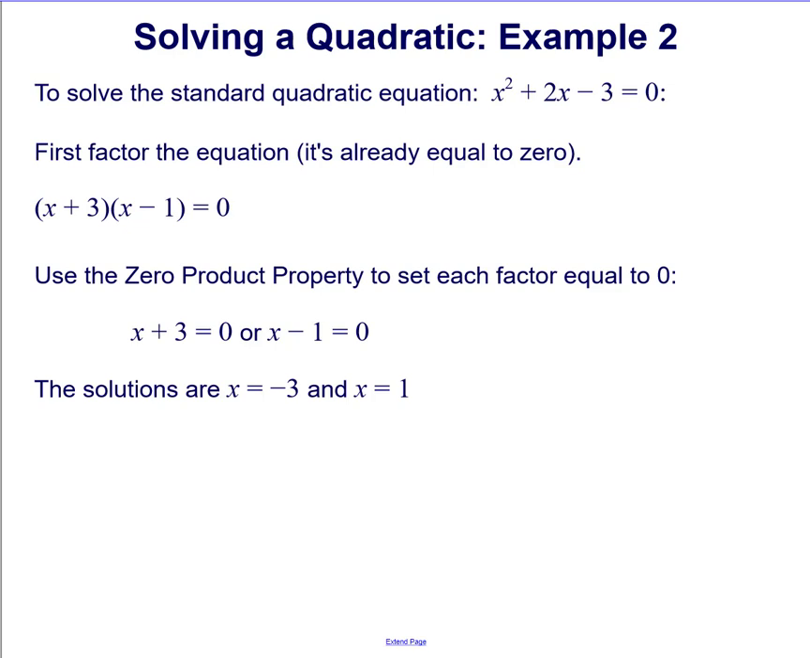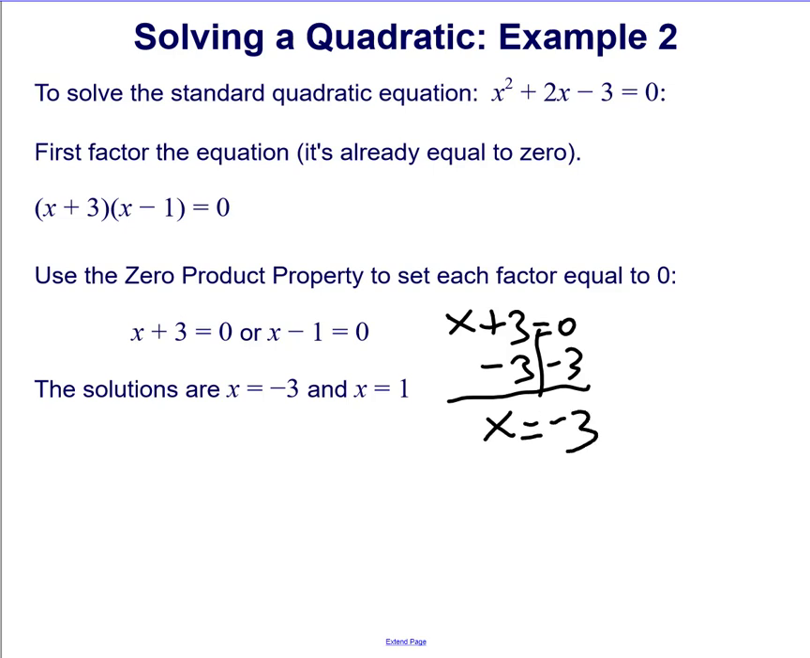Now we can use the zero product property to set each factor equal to 0. So I take the first factor, x plus 3, I set that equal to 0. Then I take the second factor, x minus 1, and I set that equal to 0. And solving them, I'll work that out for you. I take x plus 3, set that equal to 0. I subtract 3 from both sides, and that's going to be x is equal to negative 3.